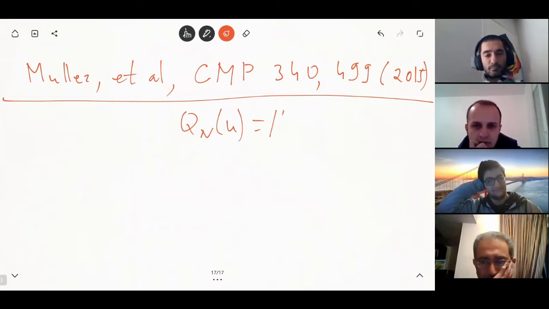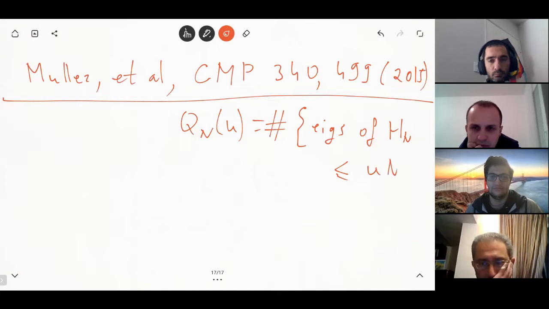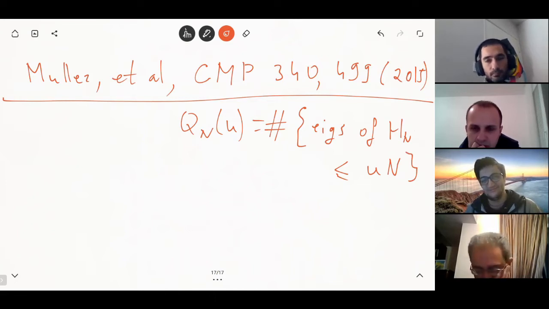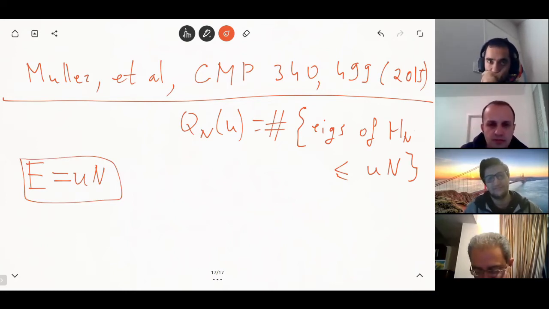the number of eigenvalues of Hn which are smaller or equal than U times n. So basically what we're saying is that since these u's are going to serve as energy densities, I'm saying that I fix an energy level of this many-body system, and this Qn(U) is the amount of energy levels that the Hamiltonian Hn has below this energy, right?